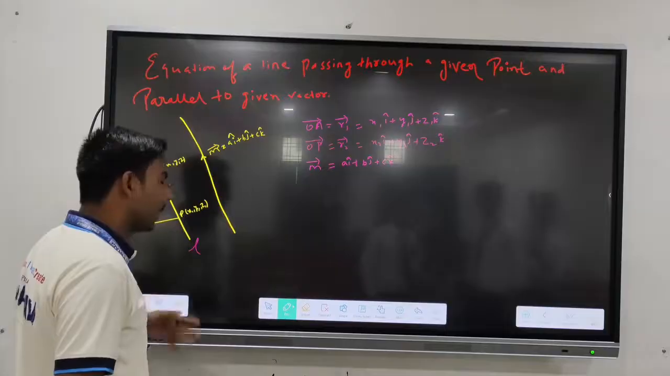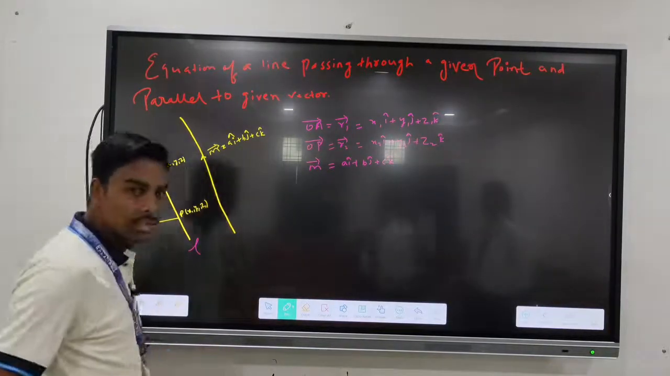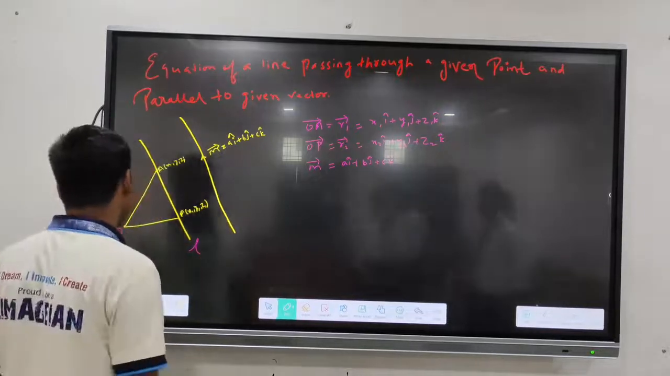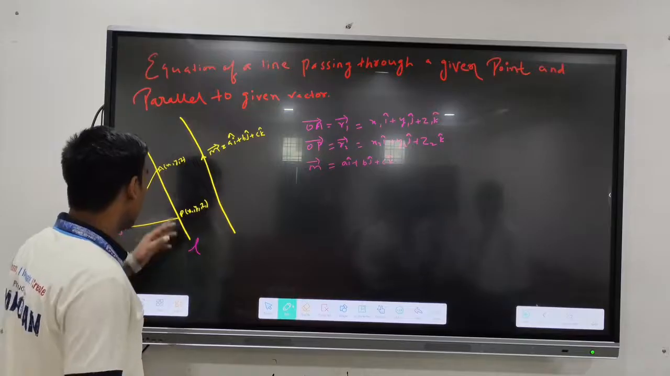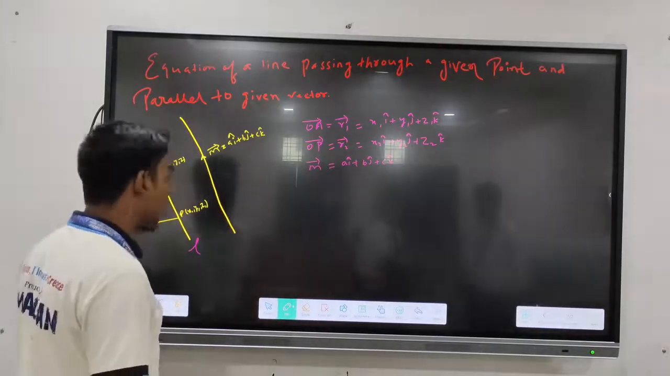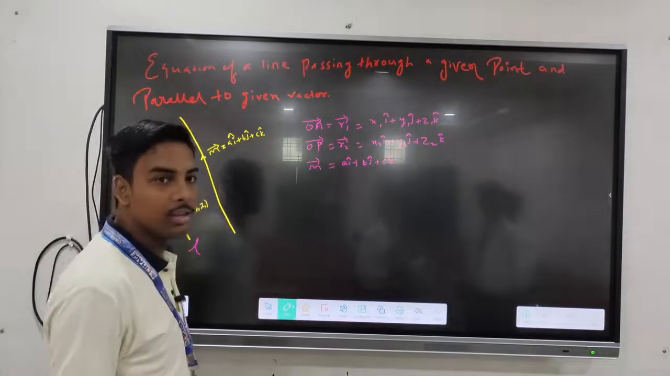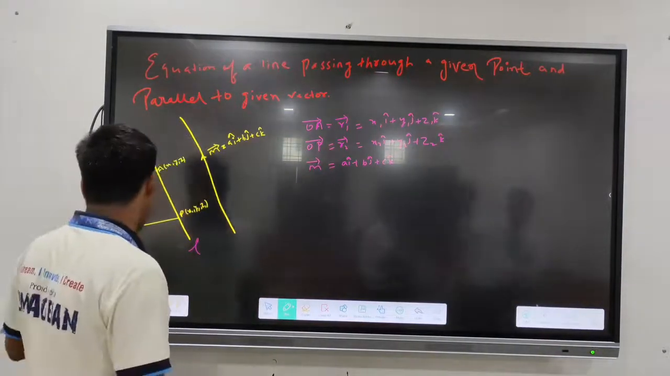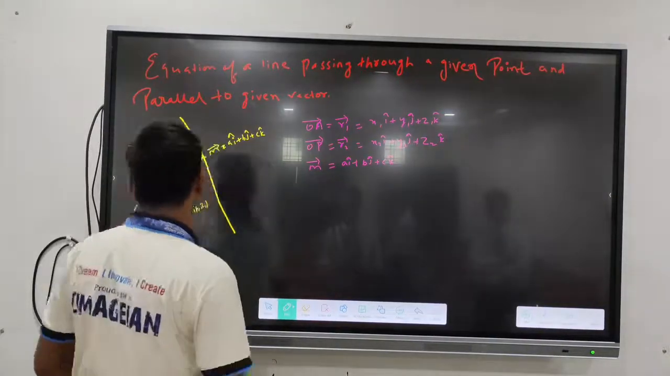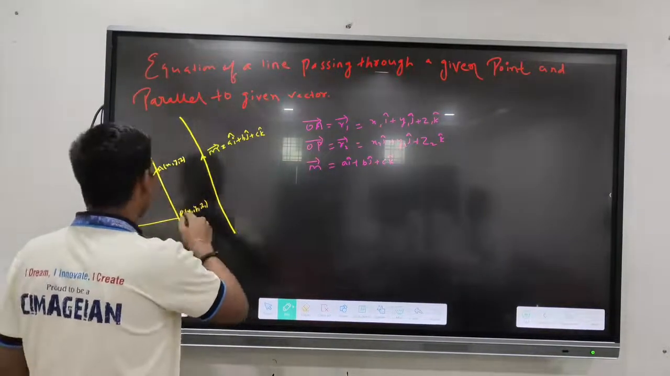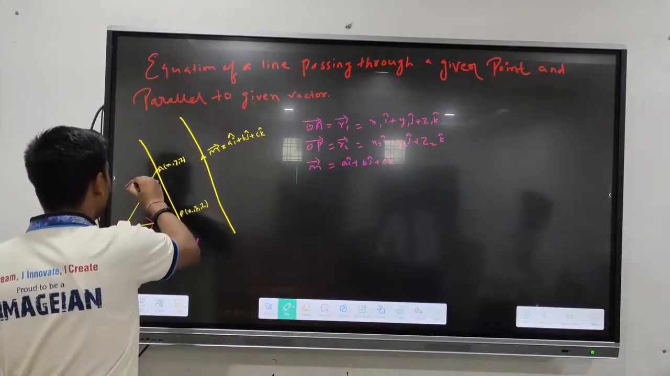So here we have a line which is L and another line which is M, which is parallel to the L1 line, and on the L line there is a point P whose coordinates are x1, y1, z1, and another point A whose coordinates are x, y, z, and it is the origin. And if we say that OA vector, this is OA.